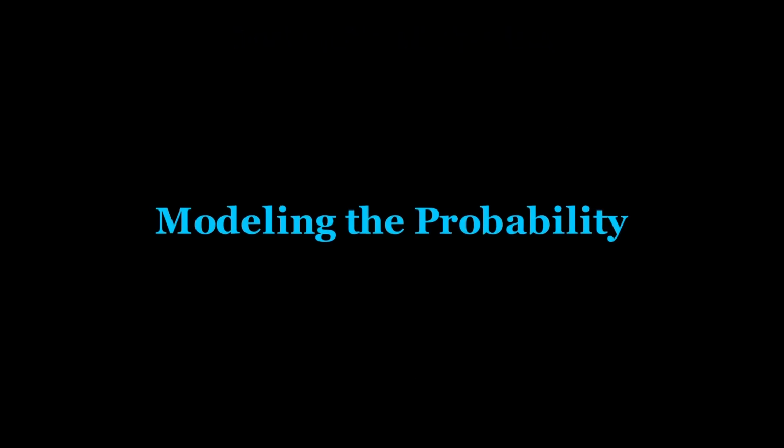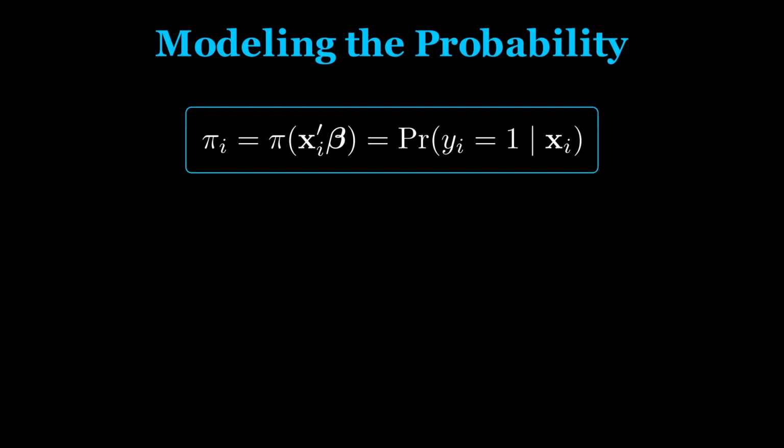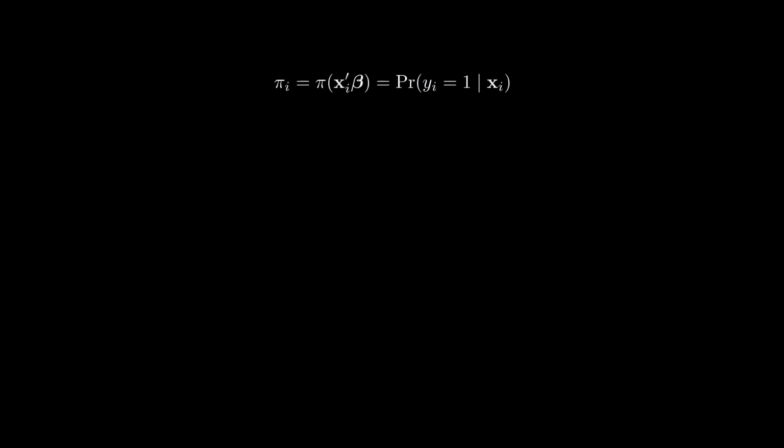To overcome the drawbacks of the linear probability model, we use models that express the expectation of the response as a function of the explanatory variables. Here, pi is the probability that the binary outcome yi equals 1 given the predictor values xi. We model it as a function of a linear combination of the predictors and the coefficients beta. The linear predictor xi prime beta is the same linear combination we have used all along. What is new is the function pi, which wraps around it. If we choose the identity function, pi of z equals z, we get the linear probability model right back.